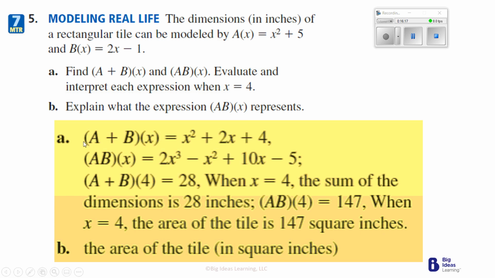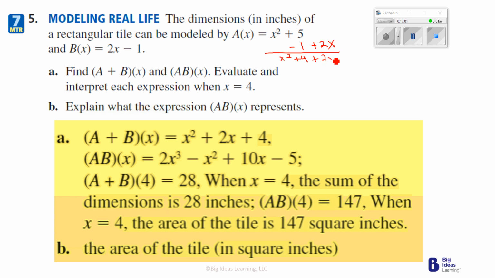So let's work this first. Part A, we're doing (a plus b)(x). We're adding, so we take the negative 1 and put it under here. There is no x to the first power, so we can just put it over here, plus 2x. And when we bring this down, it's going to give us x squared plus 4 plus 2x.